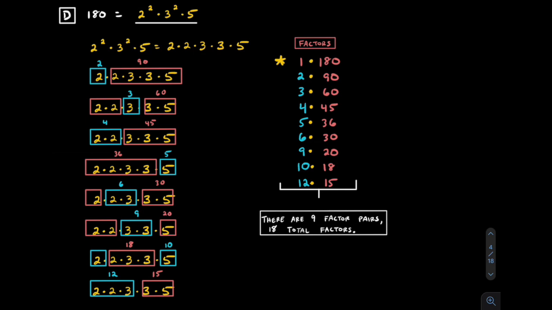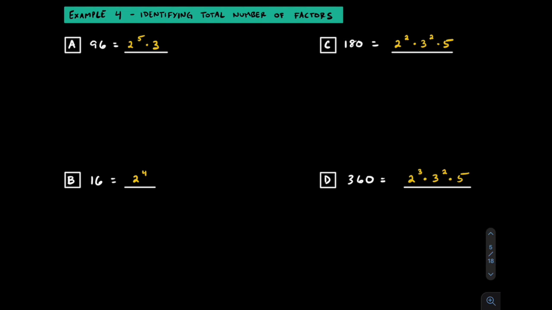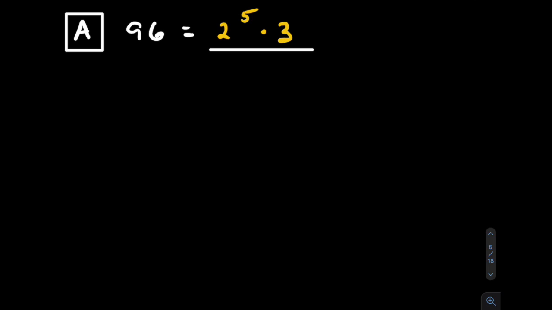Check this one over carefully. There's 9 factor pairs making a total of 18 factors. Now in example 4, I'm going to teach you a little trick that not a lot of people know about. You can use the prime factorization of any number and figure out the total number of factors. Let me show you. Let's look at the number 96 here.